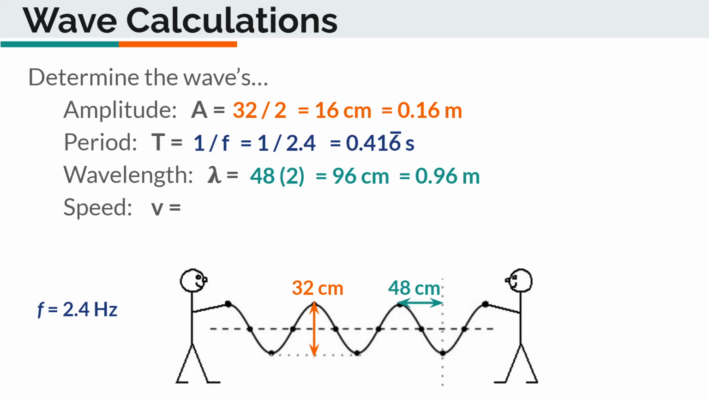And then lastly, we have the speed of our wave. And again, speed is wavelength times frequency. So I can take that 96 centimeters or 0.96 meters and multiply it by 2.4 to get a speed of 2.304 meters per second. For the record, I could have also done 0.96 divided by my period, and it would get the exact same answer.